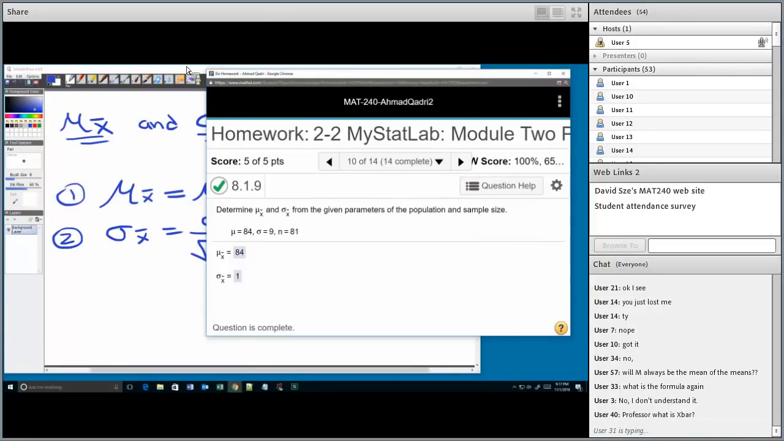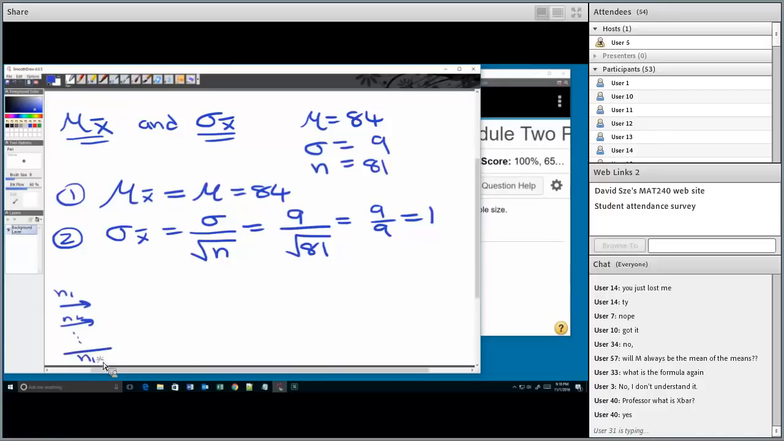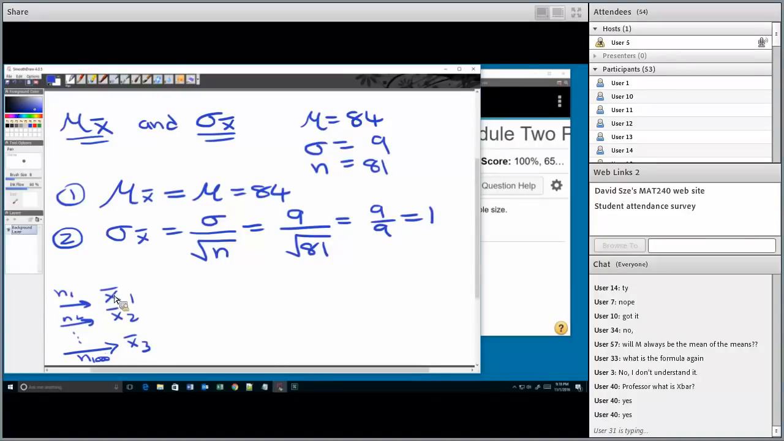Now, X bar. Remember from my drawing, I was taking many, many samples. I had N1, then N2, and then I took N1000 samples. Each time I took a sample, I calculated its mean. X bar pretty much means that I'm calculating the mean. So X bar 1 is the mean of the first sample, X bar 2 is the mean of the second sample, X bar 3 is the mean of the third sample, and so on.